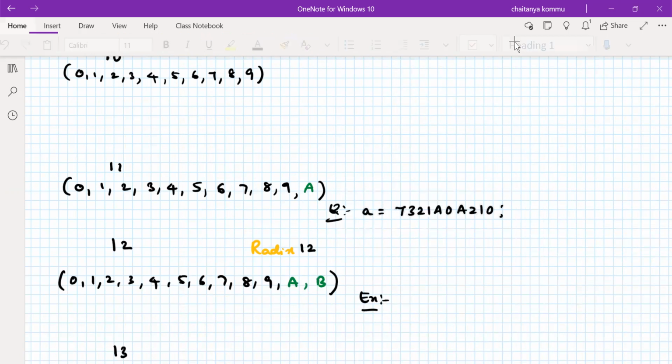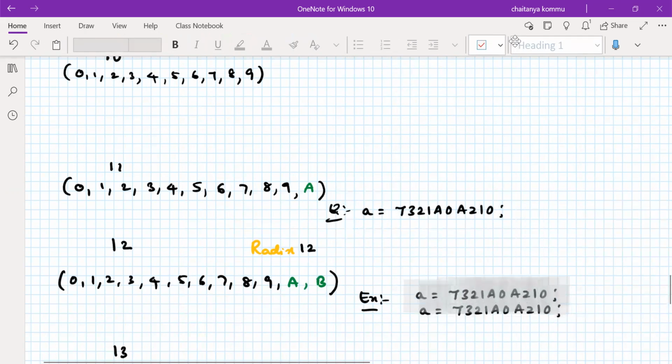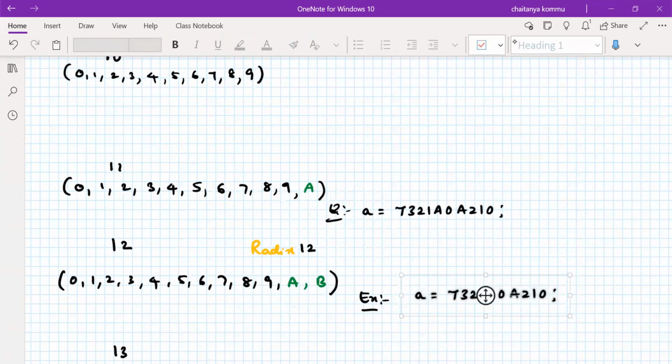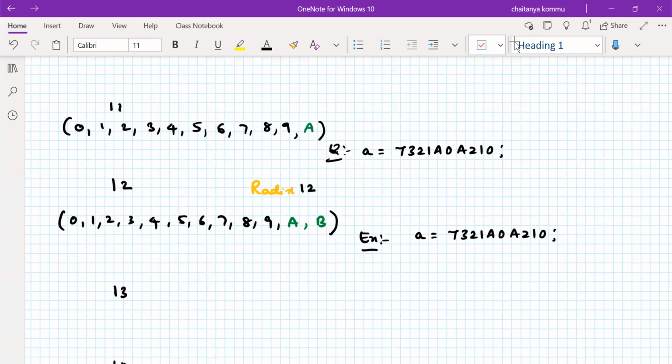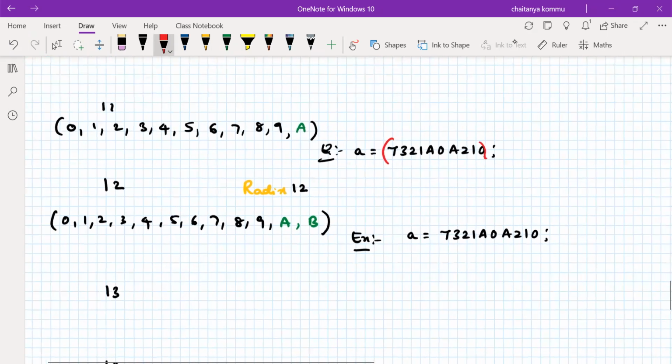So what is the big difference here, whether it is a radix 11 system or a radix 12 number system? How can you define this one? Because A is available to the radix 11 and radix 12 also. Then how do we define whether it is a radix 12 system or radix 11 system? That is based on what is the representation that we are doing here. So we have to mention that it's a radix 12, or radix 11 system.